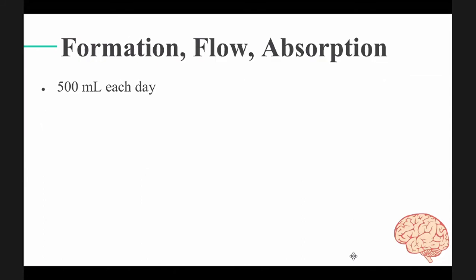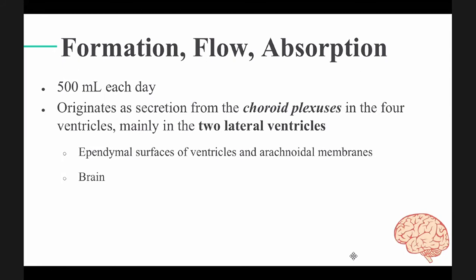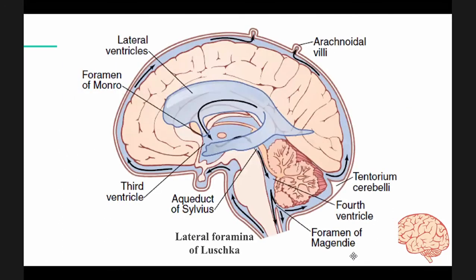So how is it produced? And it's slow in its absorption. We produce about 500 ml of CSF fluid each day. It originates in the choroid plexus. So I said already, the two lateral ventricles. And then just memorize the flow. I don't know if I made a question about the flow, but you still need to memorize it. So I think this comes out more in neuroanatomy than in physiology. Okay.